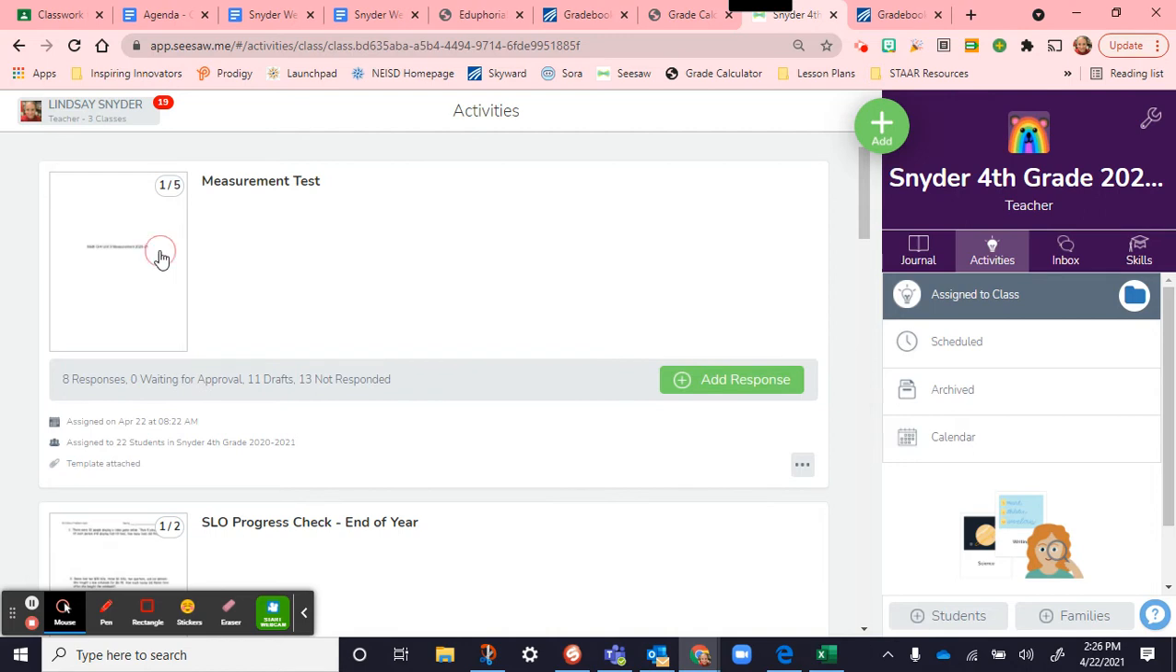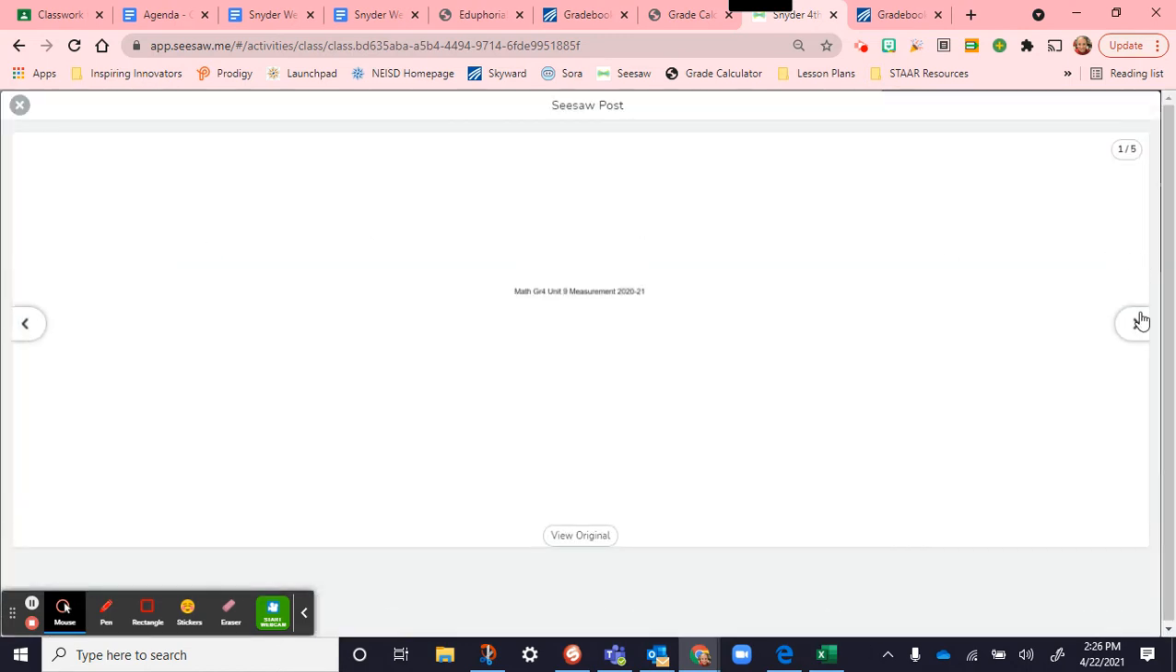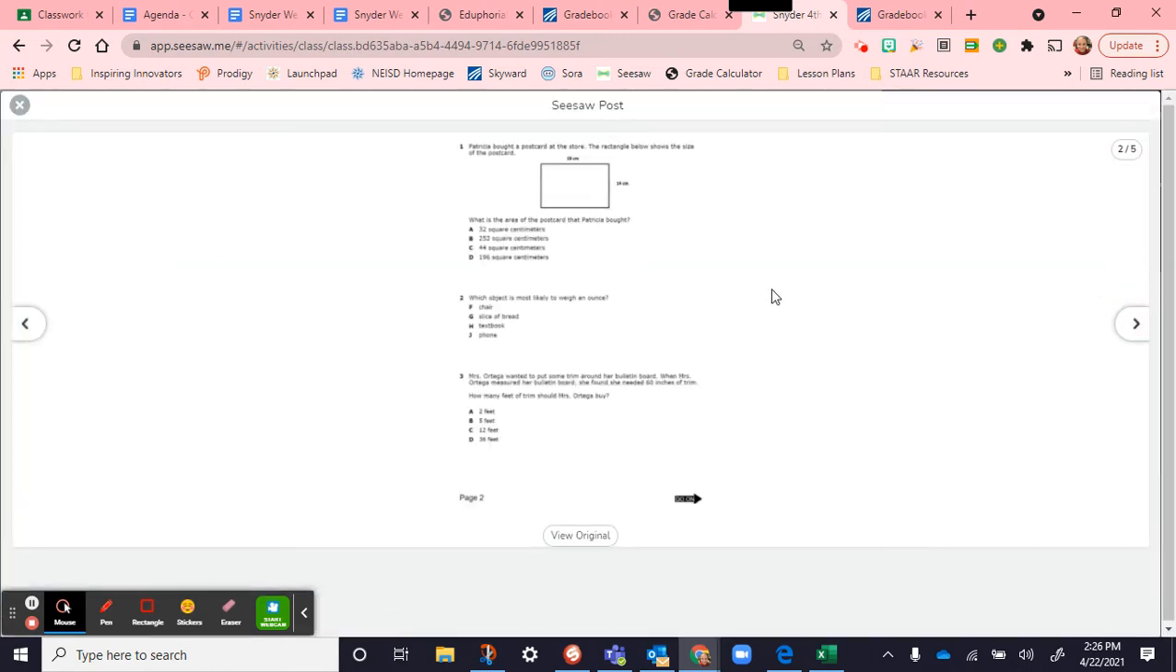It's called measurement test. On every single one of these problems, I want to see work first before we put in our answers in Aware. So I want to see that you've worked out each problem and that you're not just going into Aware and typing in some kind of random answer. I want to see that you've actually worked out the problem.